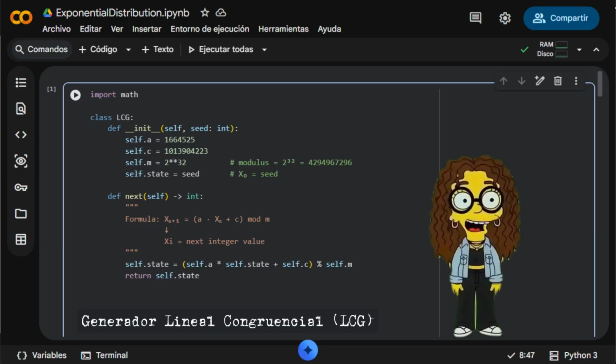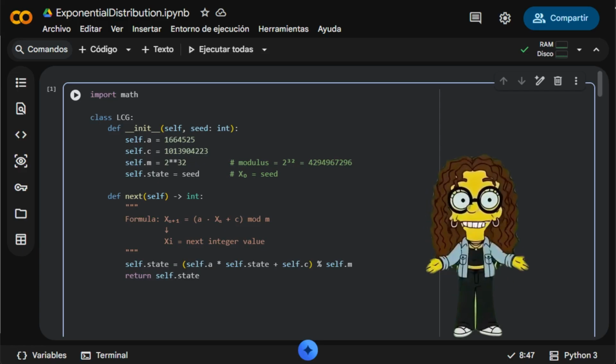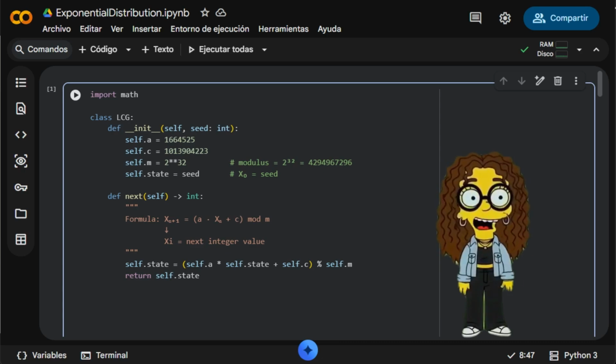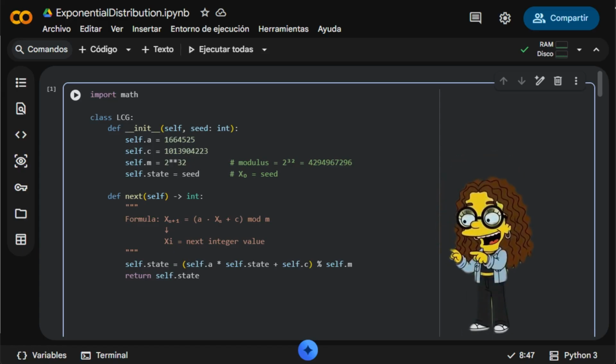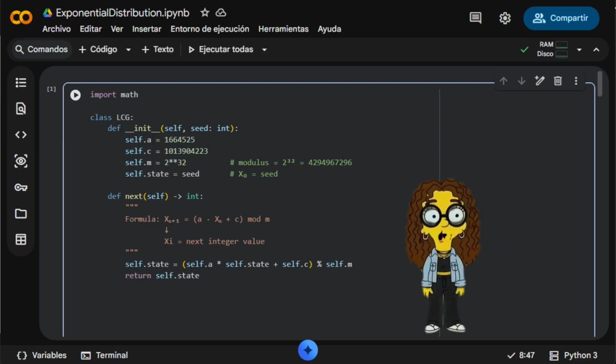Here we define the LCG class, a deterministic algorithm that mimics randomness. We define the constructor, __init__, which takes a seed integer. It initializes the generator with a seed X0, which we will define at the end, establishing the standard mathematical constants a, c, m that ensure a long cycle of numbers. Define the method next, which returns an integer. It executes the iteration to obtain the next integer in the sequence, updating the internal state.